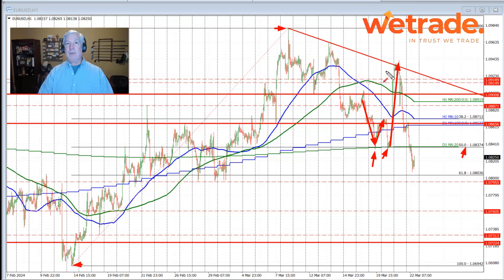We moved above moving averages, but we did find resistance sellers against this trend line right here, or near it, I should say. The price did move a little bit above, but then failed and started its rotation back to the downside in trading yesterday, breaking back below the 200-hour moving average right through here, and then breaking below the 100-hour moving average right through here, and ultimately found buyers and sellers near the 100-day moving average, just a blue line right here.